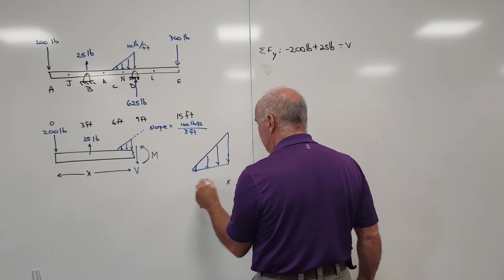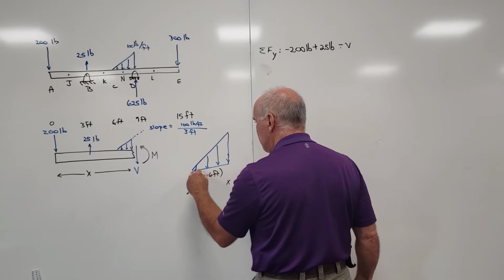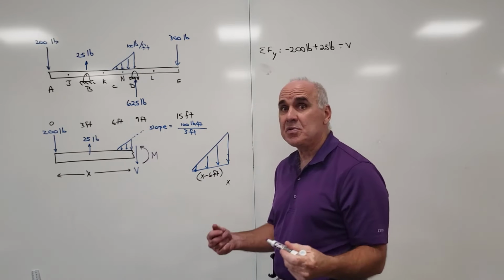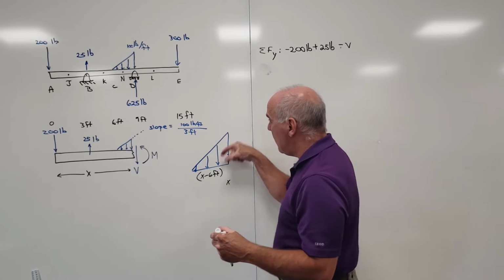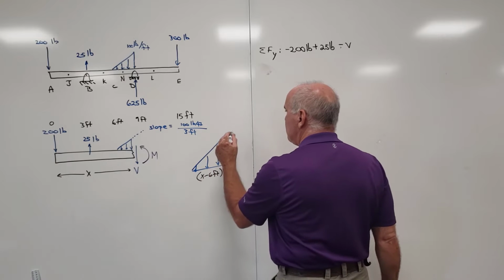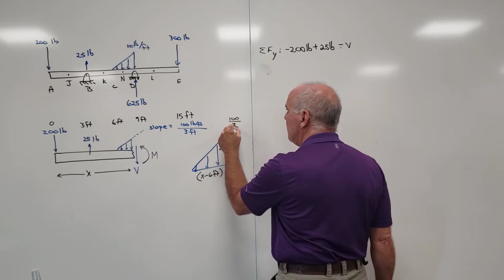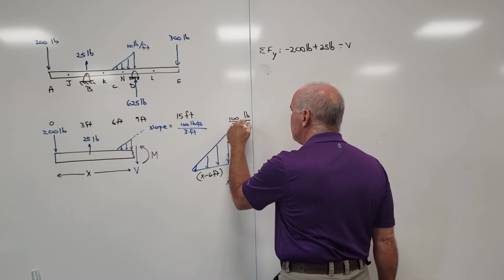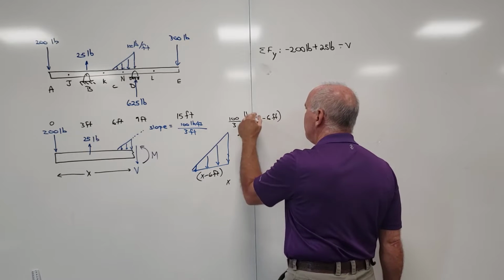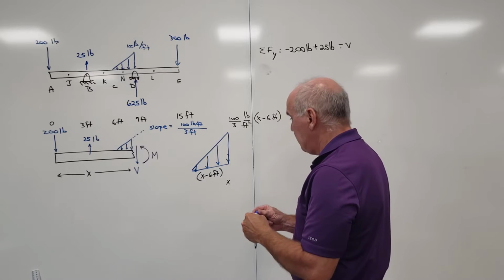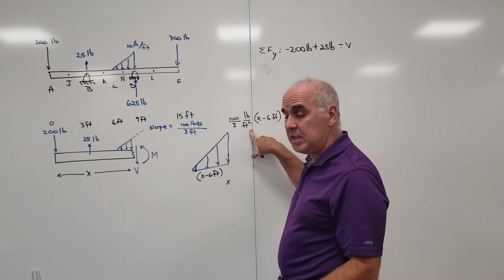This is X right here, but this thing doesn't start until 6 feet. So this distance in here is X minus 6 feet. That's the base of the triangle. So that's the run, and the rise is going to be the slope times the run. So this is going to be a height of 100 over 3 pounds per foot squared, times X minus 6 feet. Notice this is in feet and then 6 feet, so this will be pounds per foot when it's all said and done.